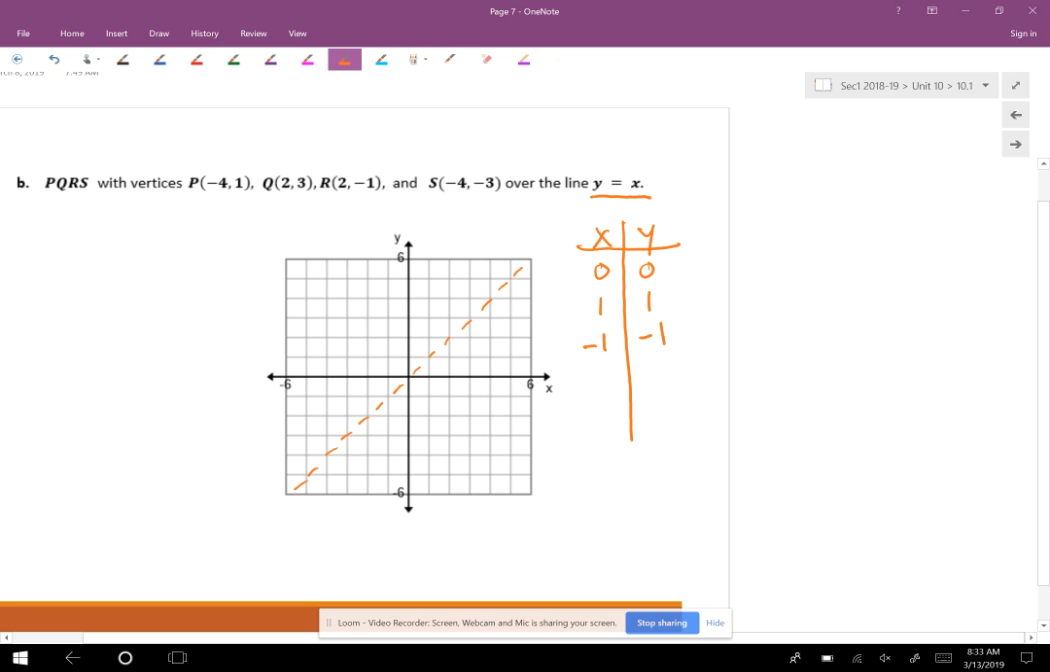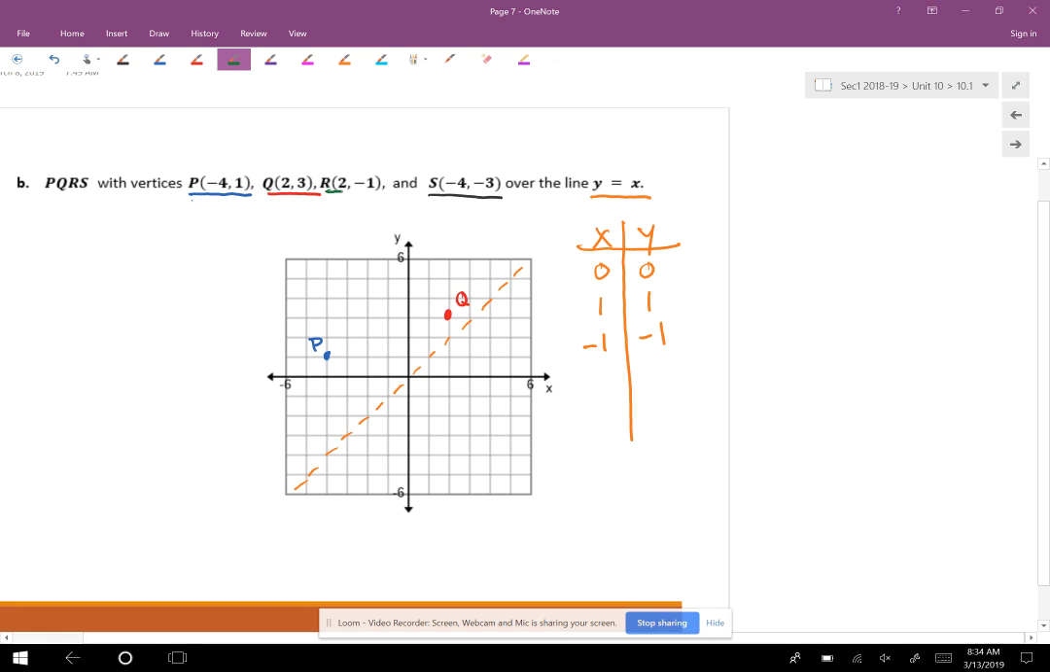This one's a little bit more difficult to do visually. So first I'm going to just add my -4, 1 for my P onto my graph. So -4, up 1 for my P, and that's in blue. My red is going to be Q, 2, 3. So right 2, up 3.